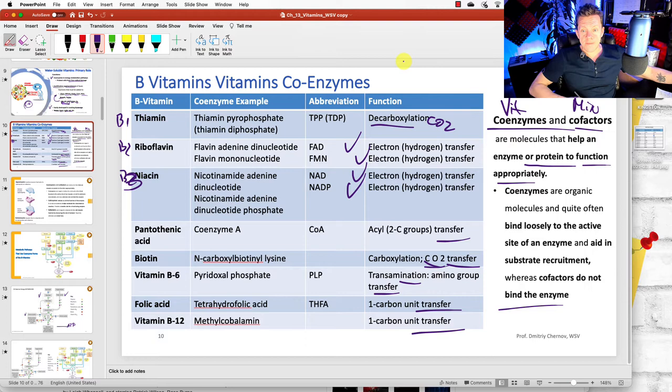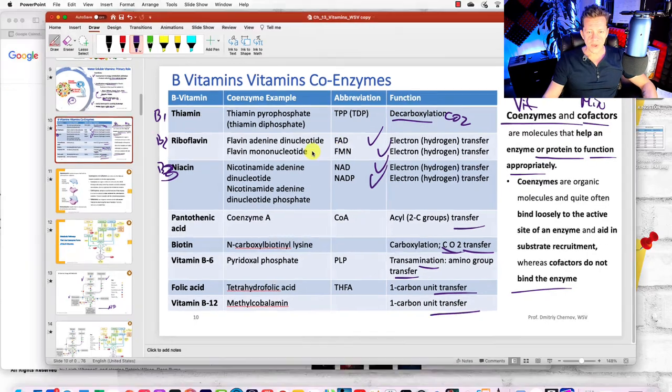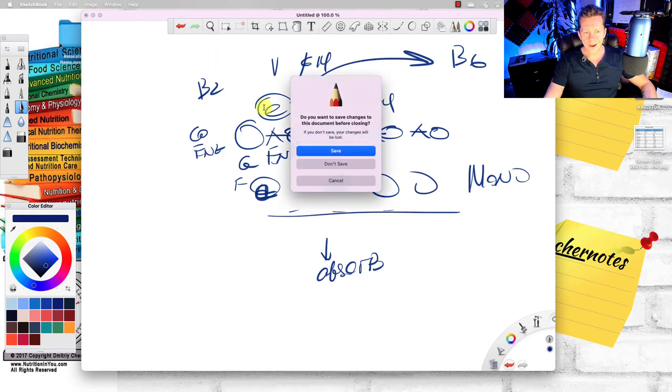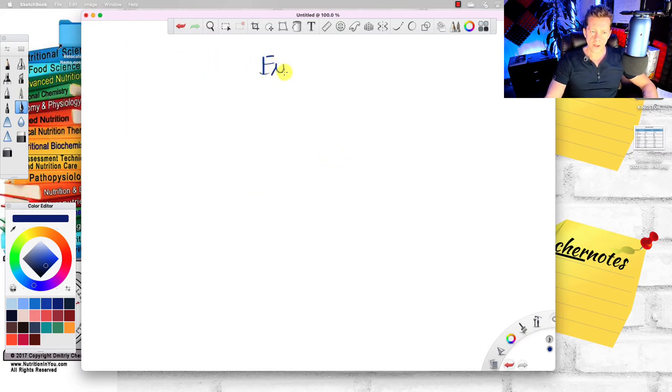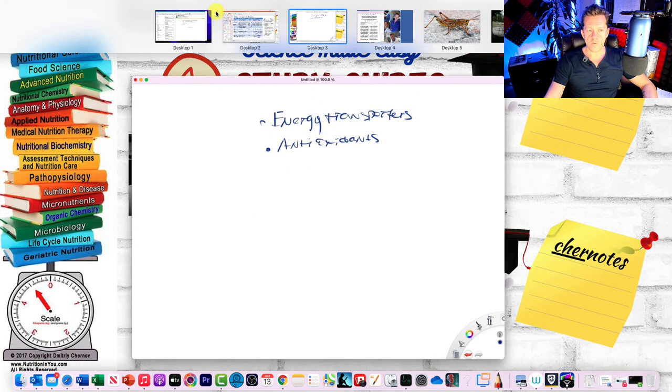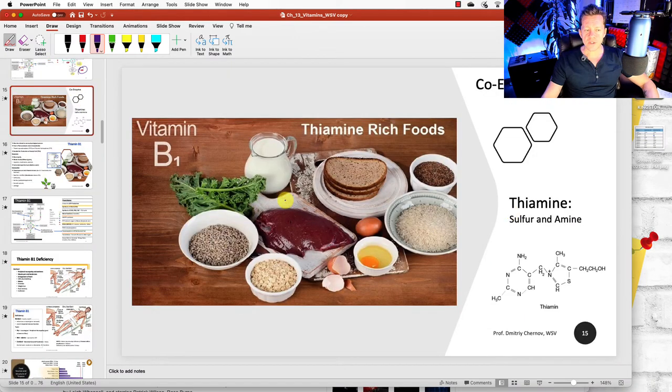Before we go to vitamins, I want to summarize three important functions for the vitamins, because vitamins and minerals is a standalone course on micronutrients that would take an entire semester. Even though I'm going to talk a lot about vitamins, the three important things you need to know are: they are energy transporters, they are antioxidants, for now. So let's look at the first vitamin, vitamin B1, coenzyme, crazy structure.